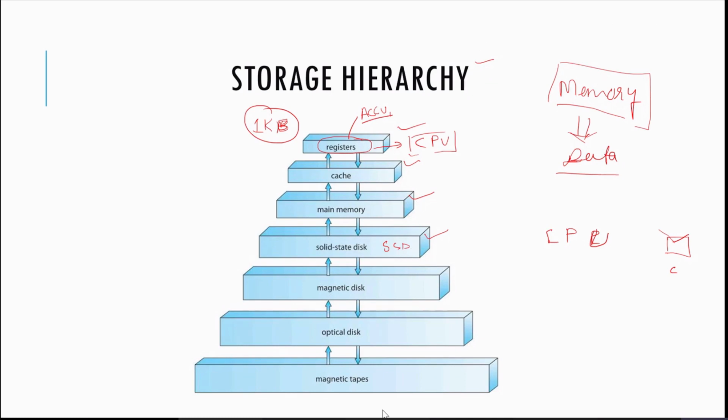And next comes the cache memory. This cache memory resides between the CPU register and the main memory that we call the RAM.